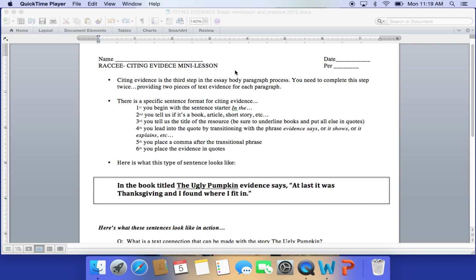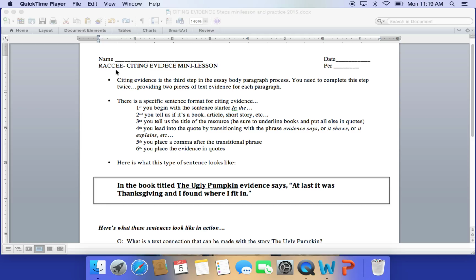Okay, welcome back. This is the flipped classroom for our essay body paragraph. We're on the third step. We're talking about citing evidence today, the two C's in our acronym for RACE, R-A-C-C-E-E. Now notice because there are two C's, you're going to have to actually do this type of step twice. So let's talk about it and we'll get into it here.